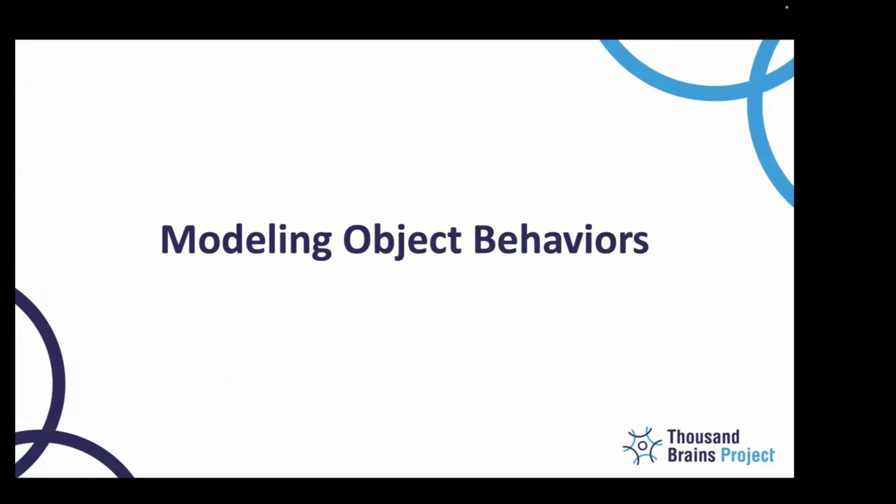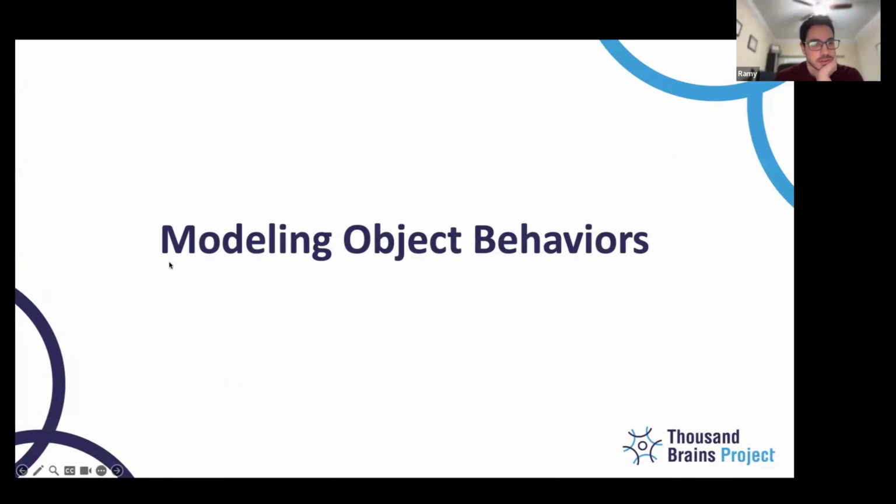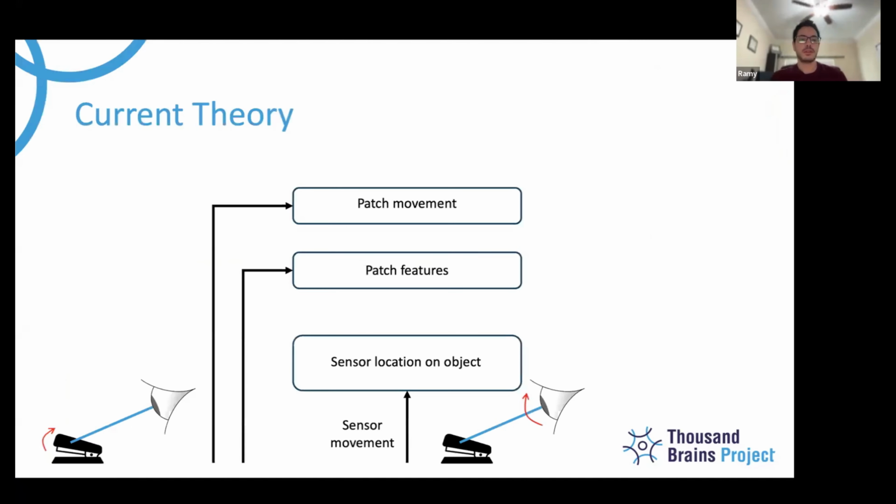Okay, so I'm going to be talking about modeling object behaviors, and I'm going to be proposing a slightly different way of looking at it. I'm going to be starting from the same current theory that we have, but it's going to change in some details. And I'm just hoping to have some discussions on this. So let's start with the current theory.